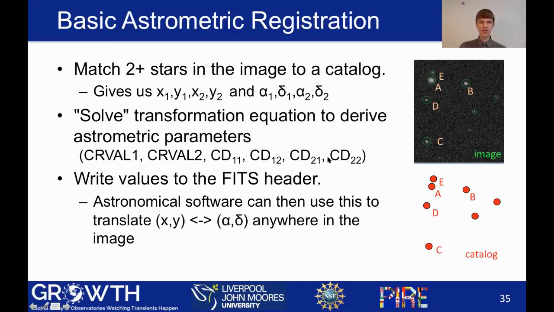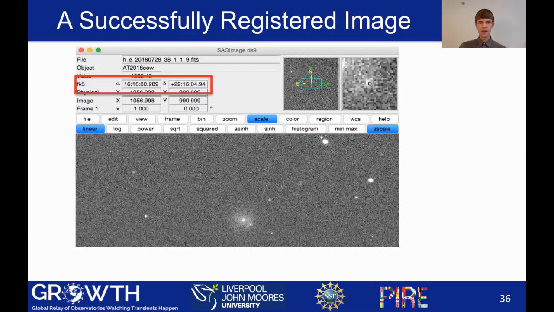After solving for those equations, we can determine these parameters and simply write them to the FITS header. And after that's been done, any astronomical software that you use, whether that be a visualization software like DS9 or a command line software like Python, can then be used to translate X and Y to right ascension and declination, or vice versa, anywhere in the image. In the end, we will therefore be able to explore an image and translate any position within it to determine its right ascension and declination.